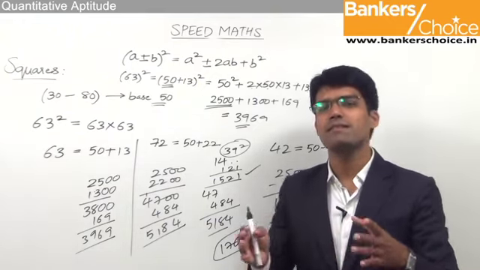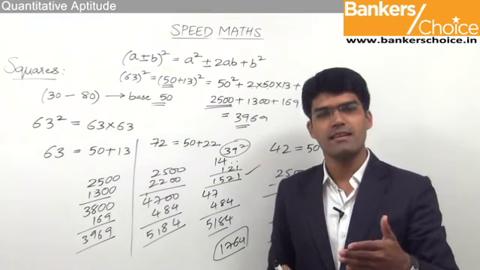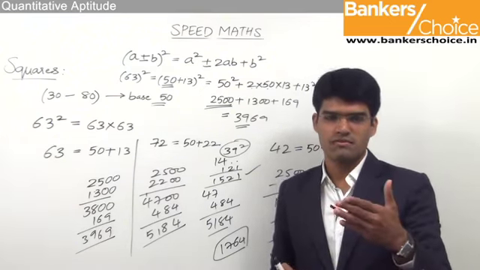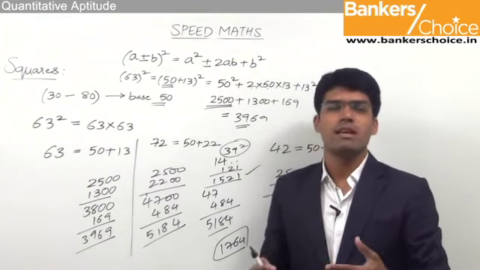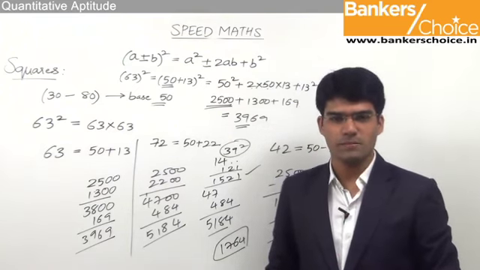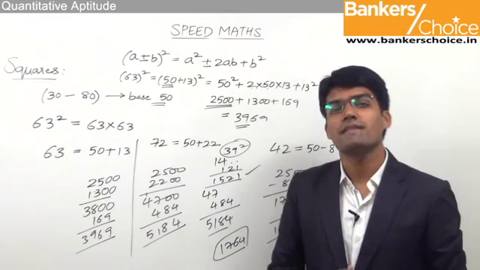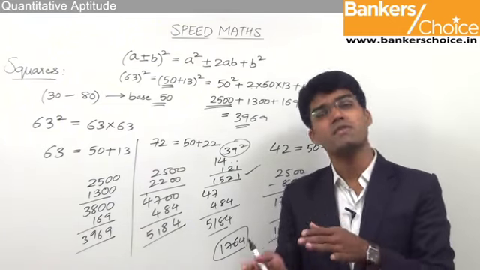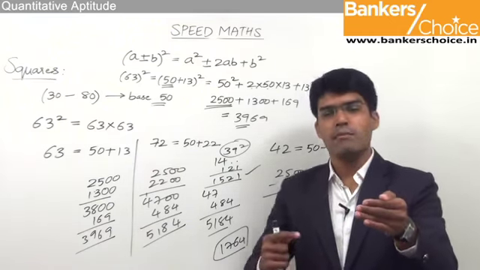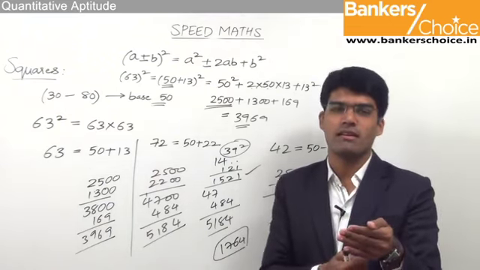Simply take it as 50 plus 19. 2500 plus 1900 plus 19 square. So 2500 plus 1900 plus 361 will give the total as 4761. Or if we have to find out what is 46 square, 46 is 50 minus 4. So we get 2500. Because it is minus 4, we have minus 400.